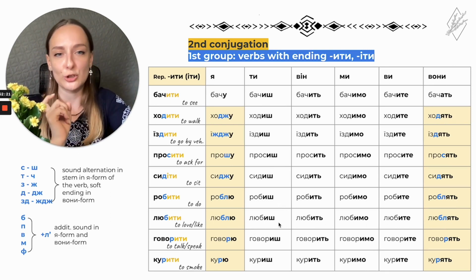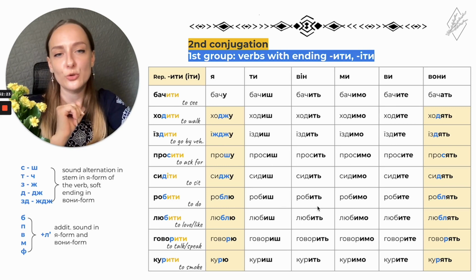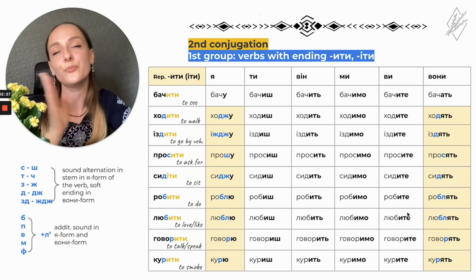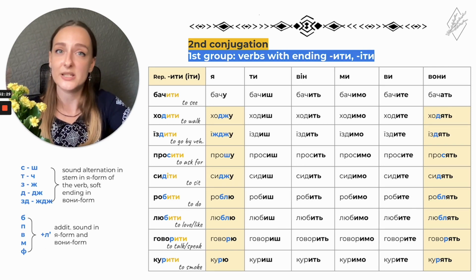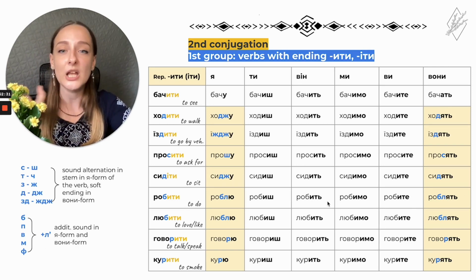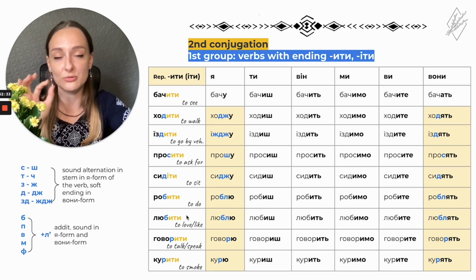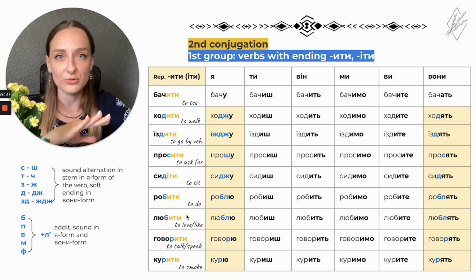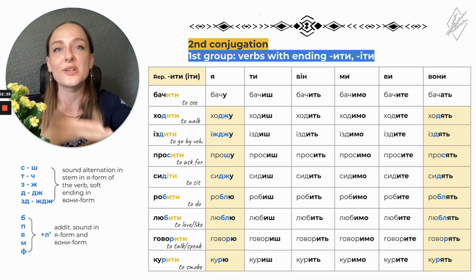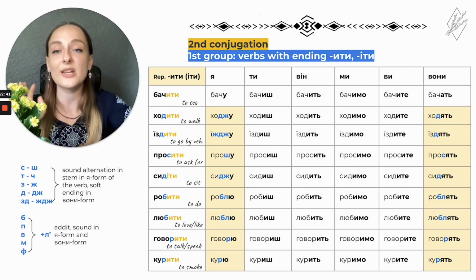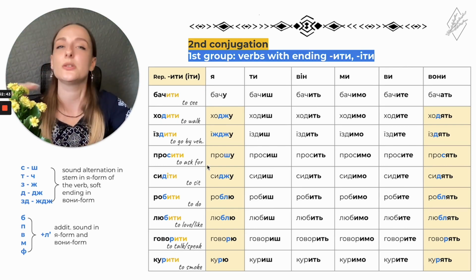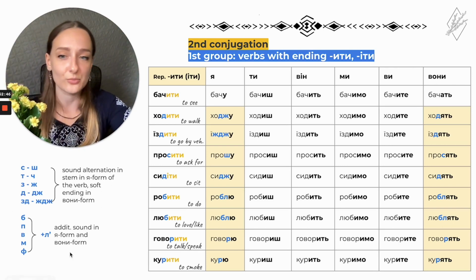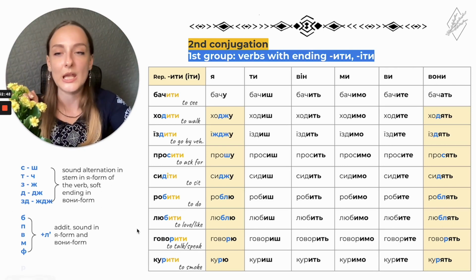Ти робиш, ти любиш. Він робить, любить. Ми робимо, любимо. Ви робите, любите. Вони роблять, люблять. Again with L. So these are verbs that you need to memorize. Again, not many verbs follow these rules. There are not so many of them in Ukrainian. You can just memorize these two and it will be enough. You don't have to memorize the whole rule.